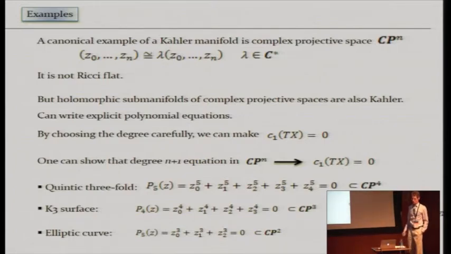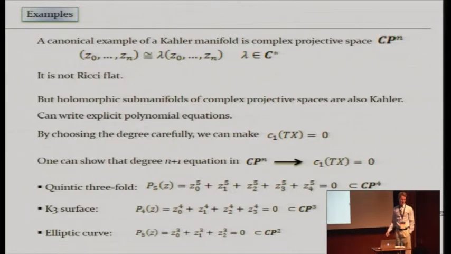So we have a Kähler manifold, but we don't want just a Kähler manifold. We want a Ricci-flat Kähler manifold. We want a Kähler manifold which has a vanishing first Chern class. This isn't it. But holomorphic submanifolds of a complex projective space are also Kähler. Basically, you pull back the Kähler form, it will still be closed, it will still be positive, so that will still work.